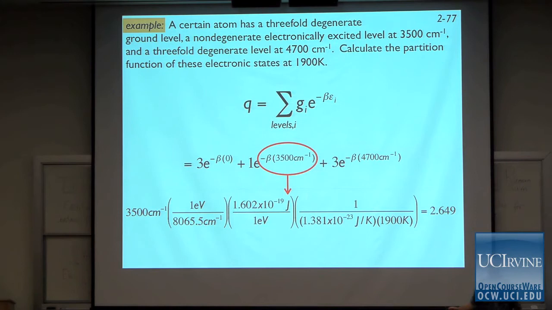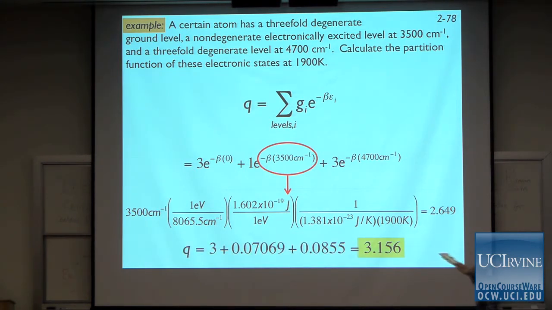Because we're going to be moving between energy units all the time, this is the way I do it. Divide by 8065.5, wave numbers cancel, so that product gives me energy in eV. Then I multiply by 1.602 times 10 to the minus 19 joules per eV. Now I get energy in joules, and then I divide by kT. And I get 2.649. 2.649 is that number right there. There will be a minus sign in front of that.